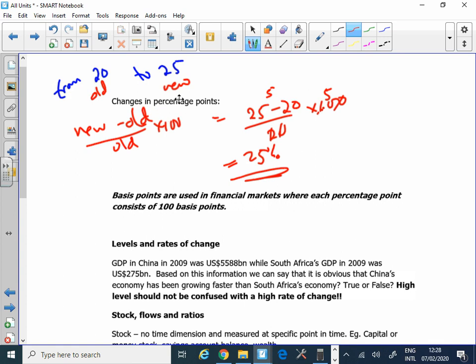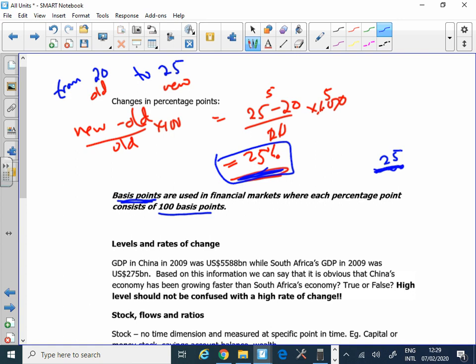As a percentage point, there is something different. So we can leave it that, okay, let me call it the proper name. I'll call this a percentage point for highlighting. Then there is what we call a basis point. So instead of using a percentage, they use what is called a basis point. So we say basis points are used in financial markets where each percentage point consists of 100 basis points. So each one of these 25 percentage points has 100 in them. So if I want to express this in basis points, what do I do?